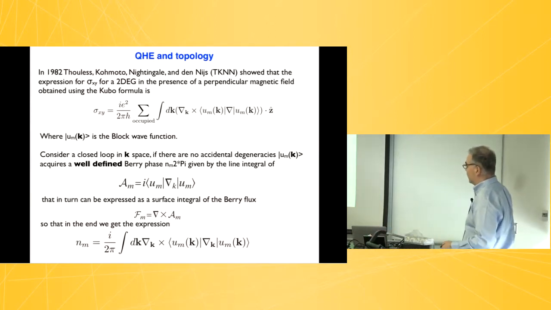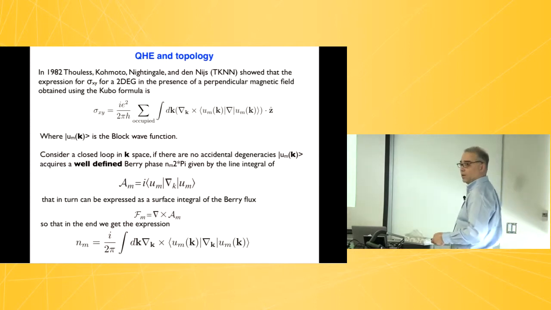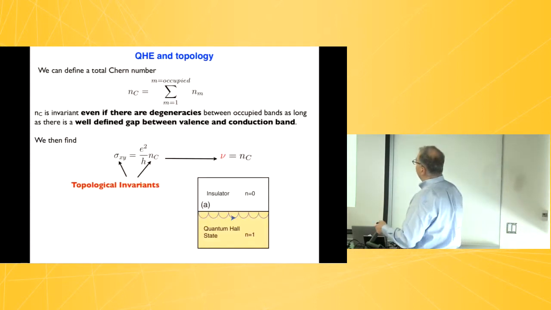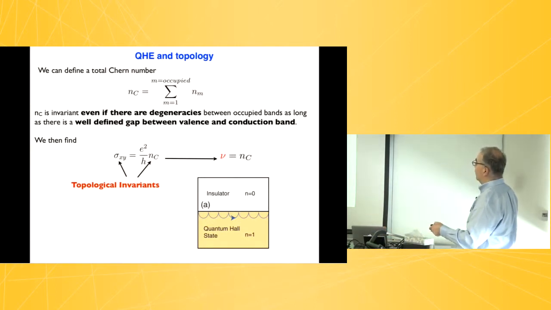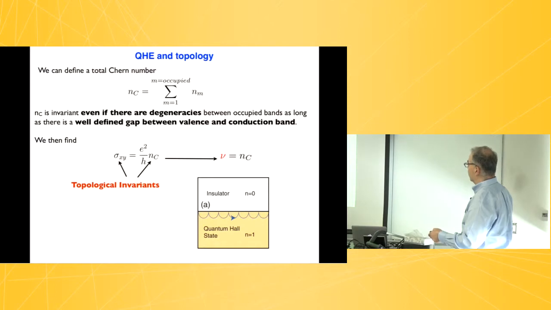And so typically this number is either 0 or 2 pi, but it turns out that in the quantum Hall regime, this number is going to be 1. And so this is the so-called Chern number. You sum over all the occupied bands, you get a number. So as I say, typically it's 0 or a multiple of 2 pi, but in the quantum Hall regime it can be 1, 2, 3, and so on.